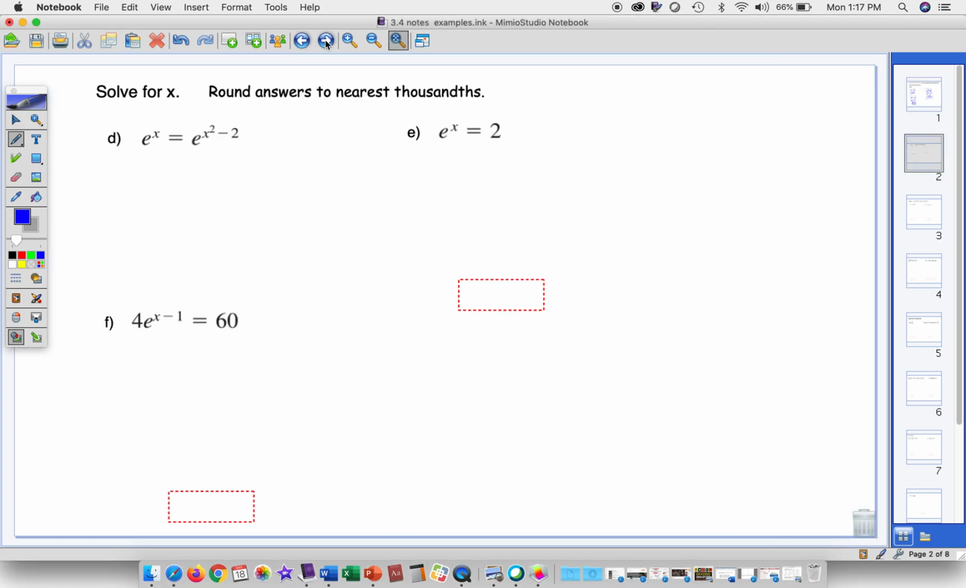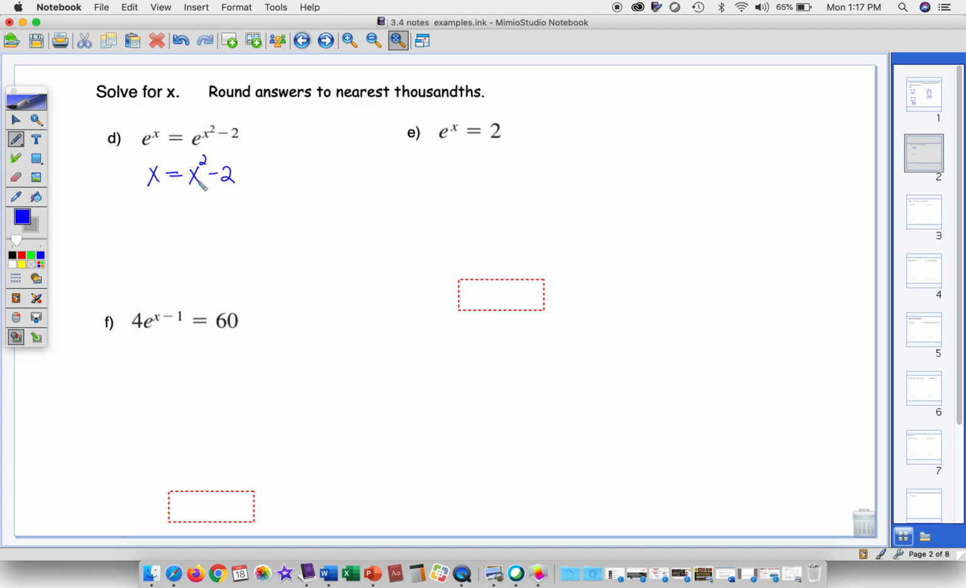Okay, let's move on to the next type. Now, these are all in base e, okay? But it's the same procedure. It doesn't matter what the base is. As long as you can get the same base, you set the exponents equal to each other. So here I already have base e on both sides. So I can just take the x and set it equal to x squared minus 2.